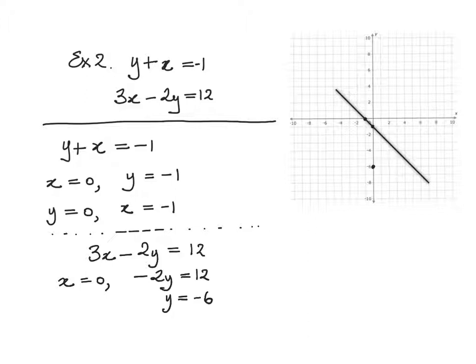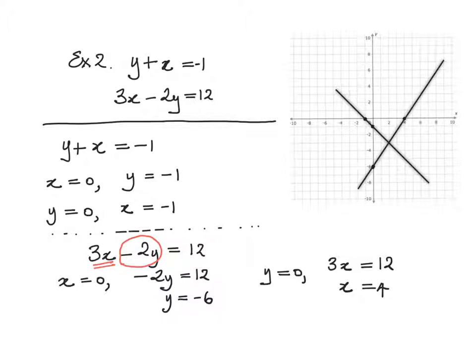If I then say let y equal 0, well, if y is equal to 0, this whole term is equal to 0, that means that 3x must be equal to 0. Sorry, 3x must be equal to 12, and x must be equal to 4, which means I can plot the point x equals 4 and y equals 0. And if I draw a line in green, it looks like this.